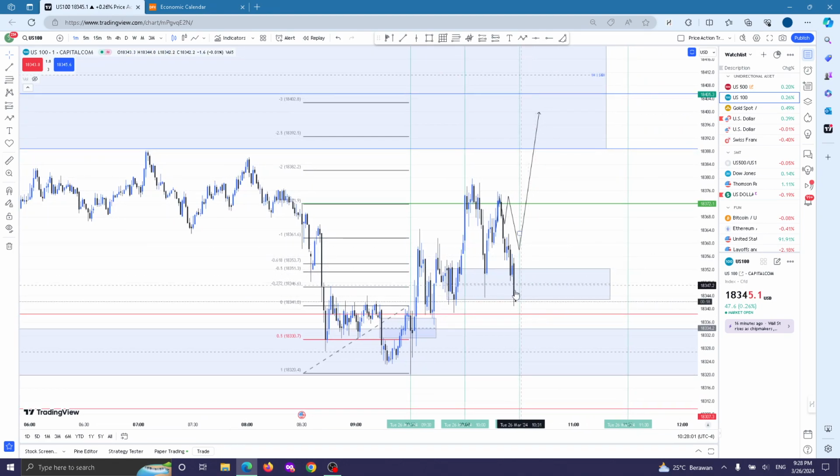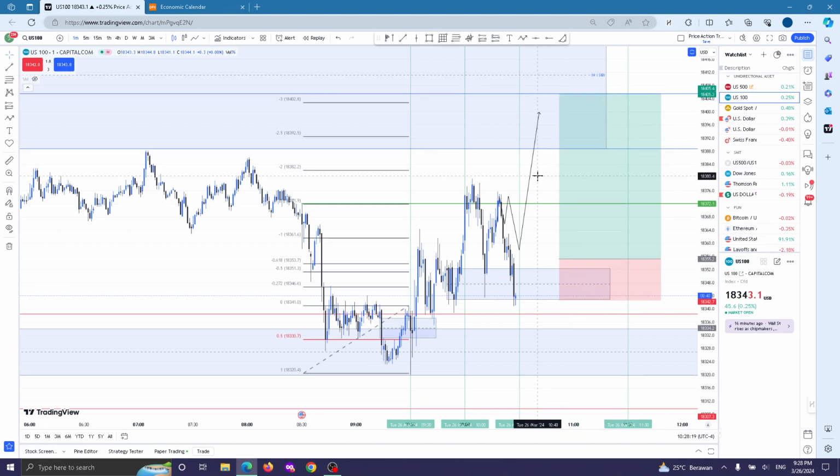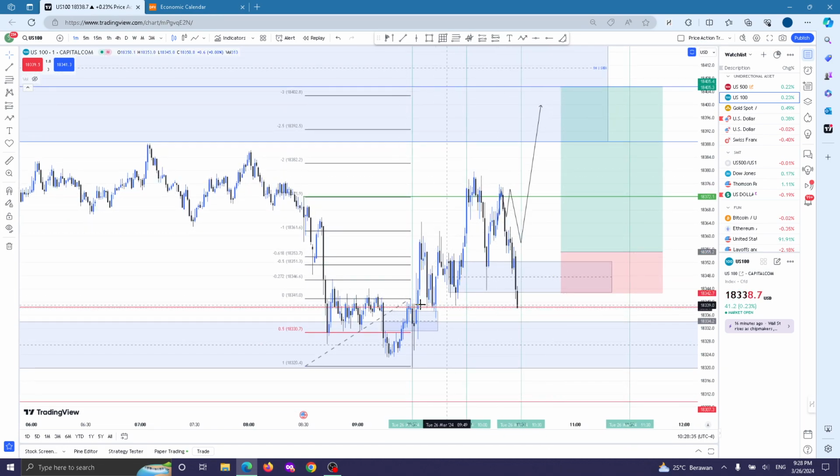If it makes a market structure shift, CISD, I'll enter on that. CISD will be here. Comfortable putting that there. Targeting this breaker, 4 to 1. Of course, you can target this, but my ultimate goal is at this breaker. Look at that. We would have got into break even here.